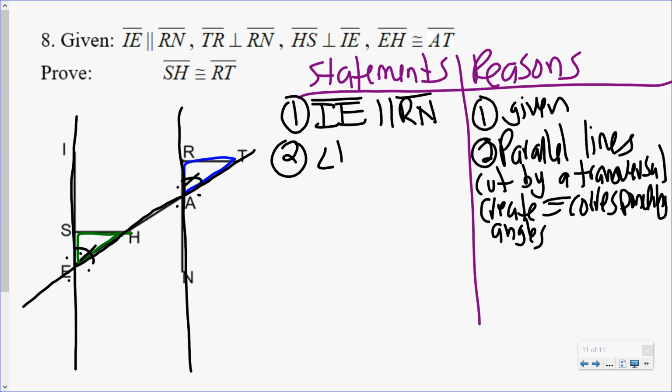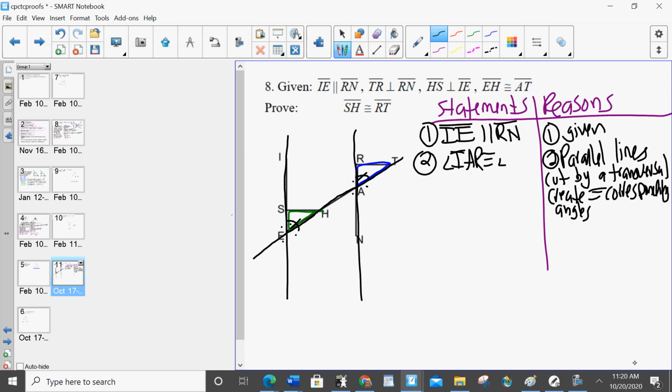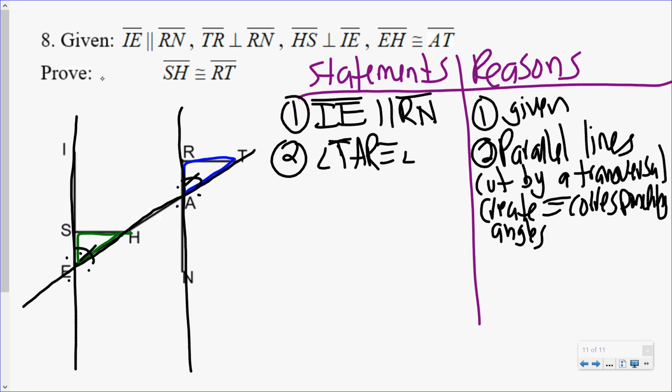Angle IAR is congruent to angle, that's PAR, is congruent to angle HES. If you're not comfortable with that, go back to the video on parallel definitions. All right, one thing down, I need a total of 3, so I move on to my next given. Now I have 2 sets of perpendiculars, so I'm going to do them both in one step, because I'm probably going to need them both.